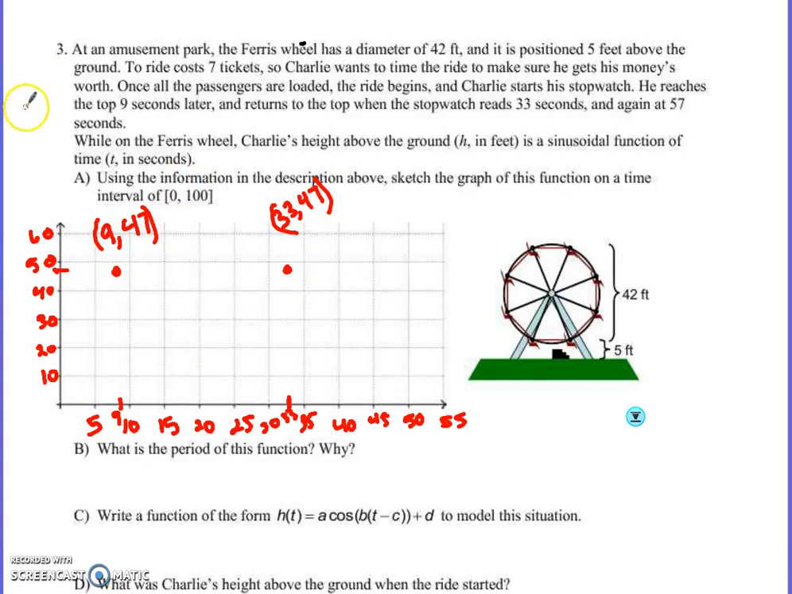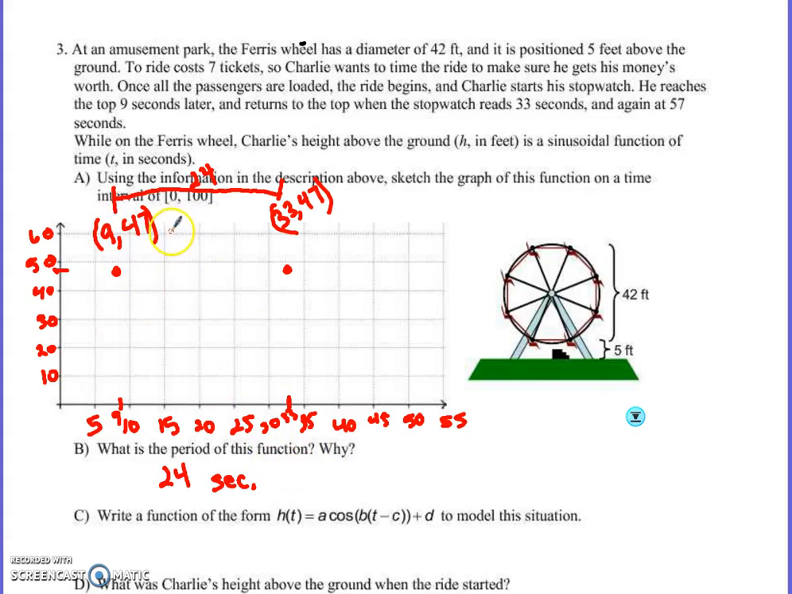So 33 minus 9 is 24 seconds. So 24 seconds to get all the way from here over to here. That tells us something important. That's our period. Period is 24 seconds, because from the top of the ride back to the top of the ride is one full cycle. That's the time it takes for the Ferris wheel to make one full revolution. I'll let you write that. Halfway in between, at 12 seconds, he'll be at the lowest point.